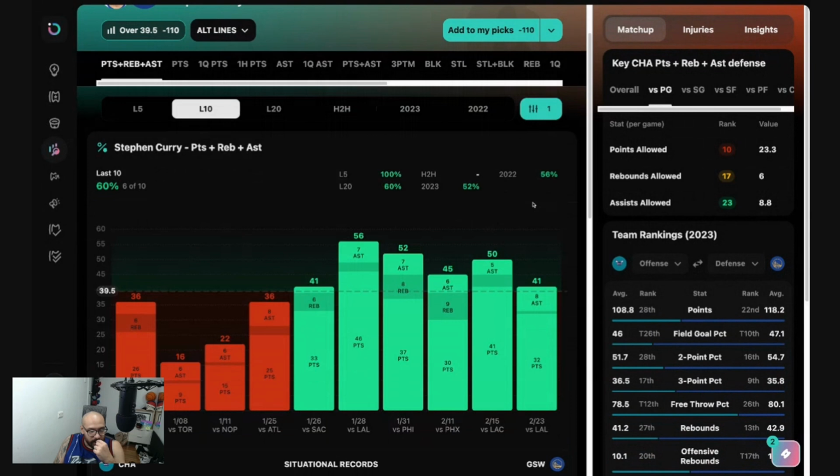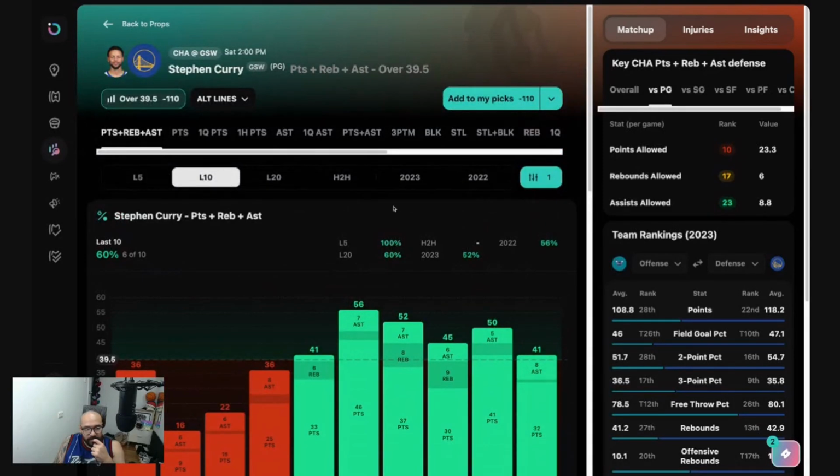He's covered in 6 straight games at home. So not only can he contribute points-wise, he's getting a lot of assists, but it really is the points which is driving this over. So the line for this is also 12.5.